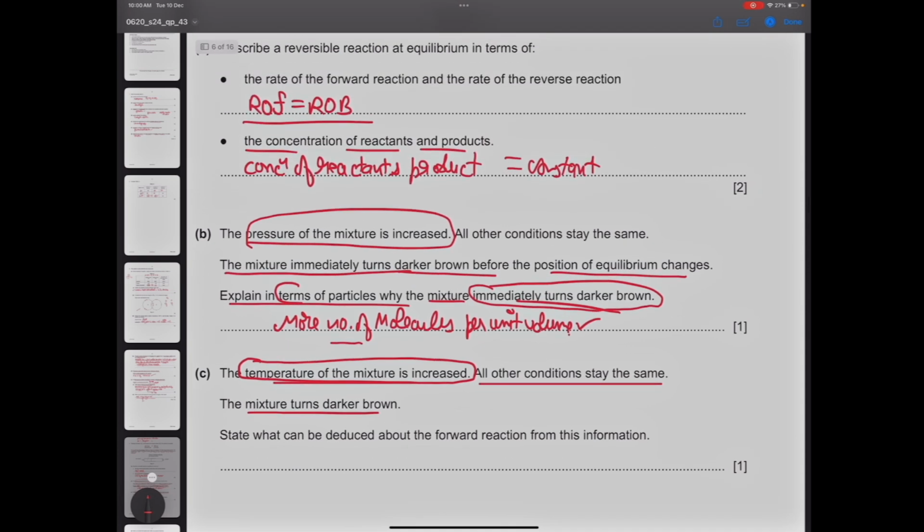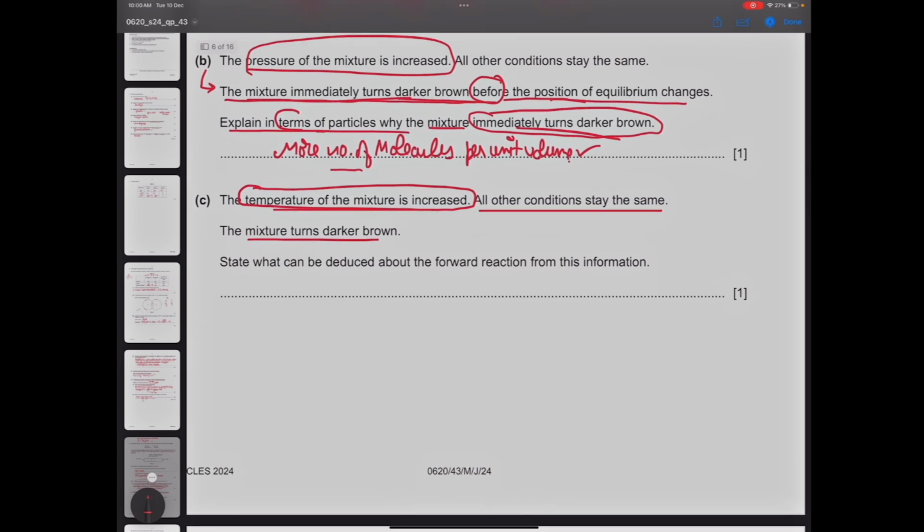And also in the B part, in case you are confused about why we did not answer in terms of equilibrium, forward or backward reaction, look at the statement here. They are saying the mixture immediately turns darker brown before the equilibrium changes. So we cannot apply the logic of equilibrium here. They're clearly telling you not to apply the logic of equilibrium, just answer in terms of particles. But now in the C part, you have to answer in terms of equilibrium.